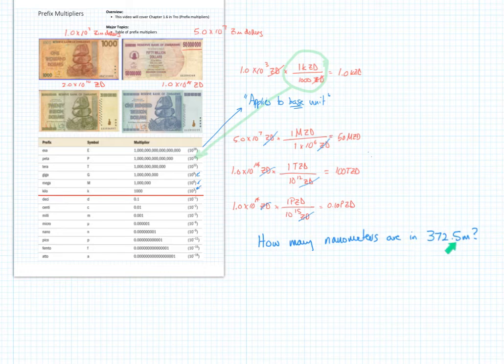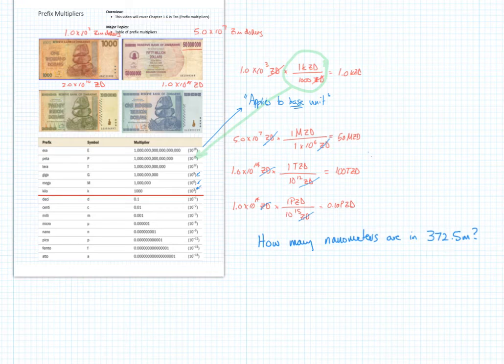372.5 meters. So if you think about how big a meter is, about the length of your arm. So this is going to be a pretty big thing, right? A football field is about 100 yards long. A meter and a yard are almost the same. So this is about 3 times the length of a football field. So we expect there to be a lot of nanometers in 372 meters.